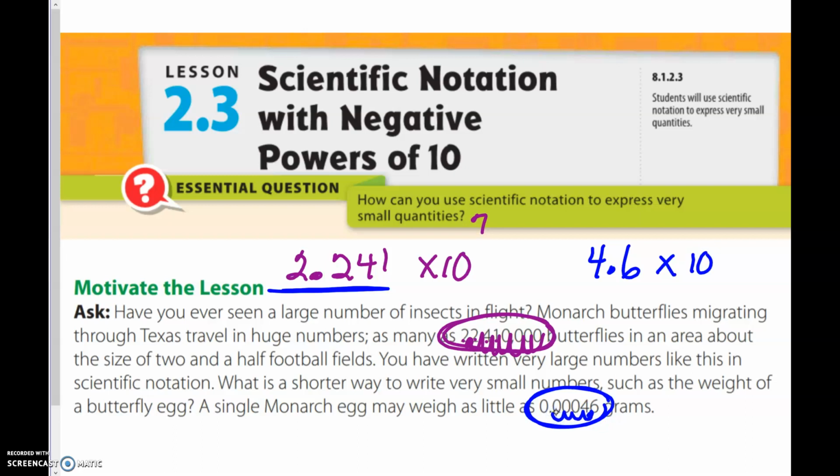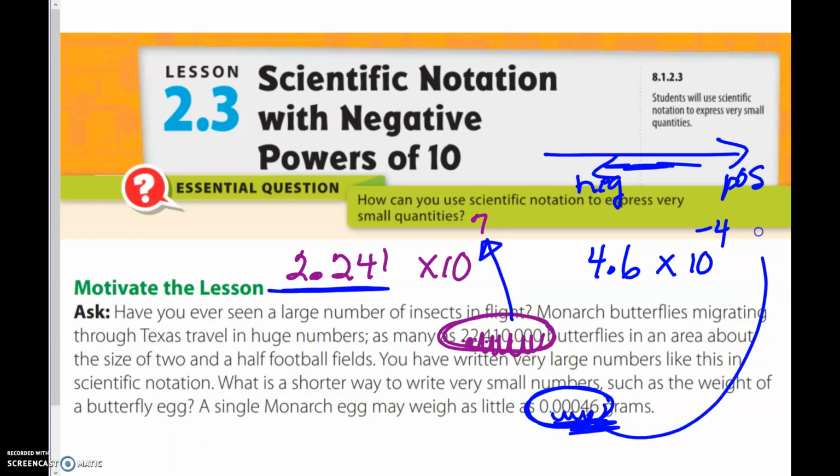Now, which way did I go on a number line? So on a number line, when we go this way, we have positive numbers. But when we go left, this goes towards negative numbers. And which way did I go to get to that decimal? Did I go left? Do I have a very small number? So this exponent is going to be a negative 4. That's the only difference. Large number, positive exponent. Small number, we're going to have a negative exponent.